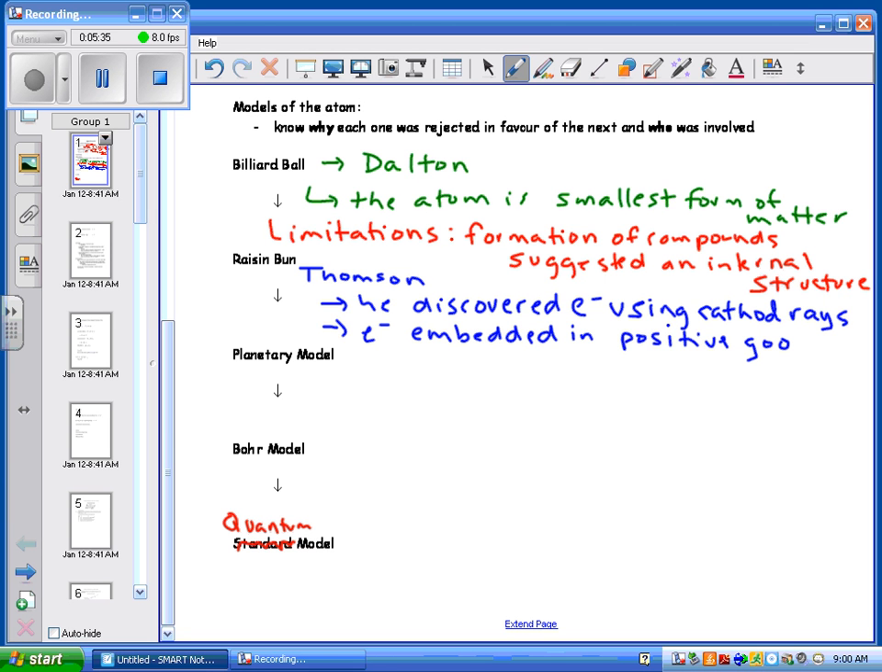We didn't really discuss any recognized limitations to that model. It was more that people kept trying to refine the model and make it better. Next in the line is Rutherford, who has the planetary model. He discovered the nucleus using gold foil and alpha particles.